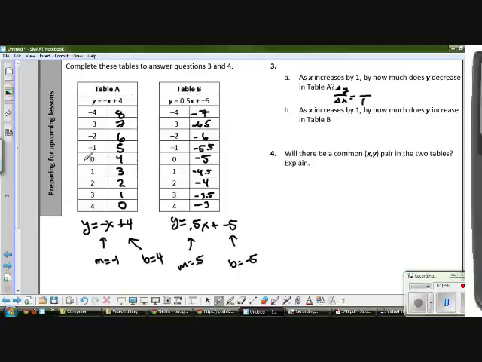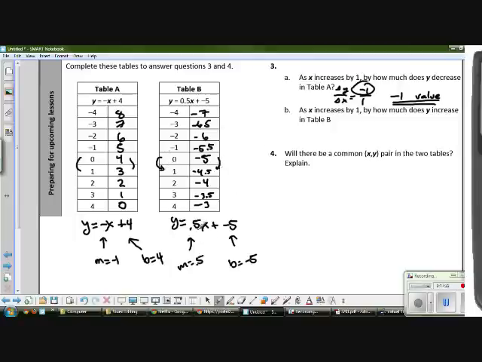Okay, as x increases by 1, how much does y increase in table B? Again, they're just asking for the slope. So as this goes up, how much does this go up? Again, we're talking about slope here, guys, so that's just going to be 0.5. Will there be a common x and y pair in the two tables?